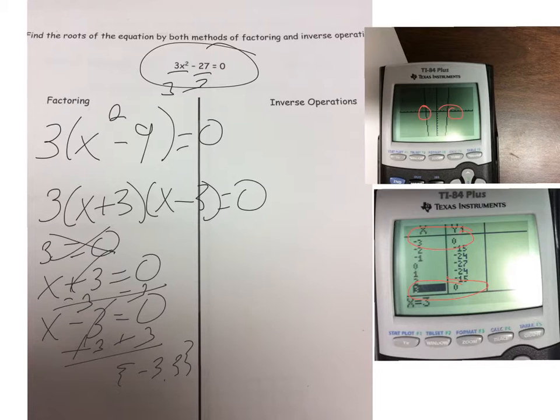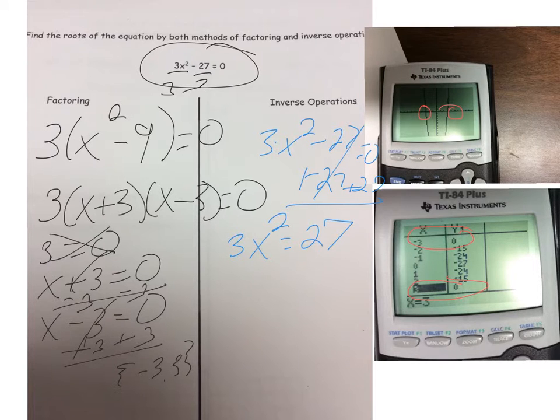Now, if I were to do this using inverse operations, I would look at 3x squared minus 27 equals 0, and I would add 27 to both sides. 3x squared equals 27. And my handwriting's horrible. I don't have a stylus pen. I'm trying to use my finger to write this.